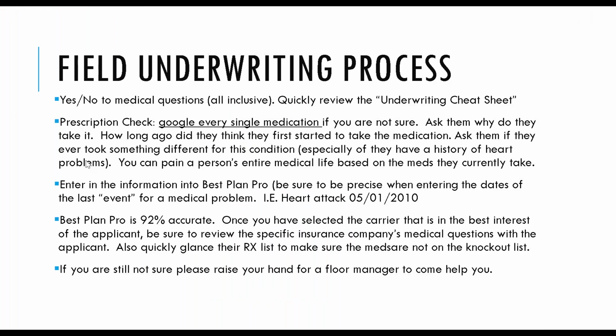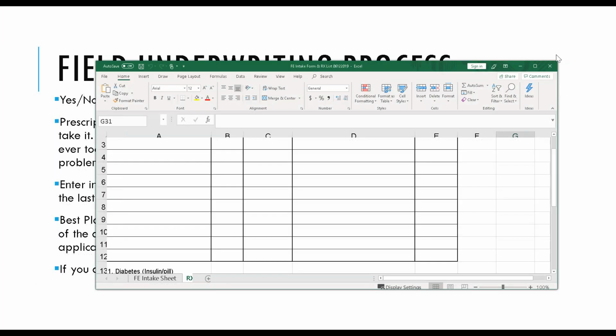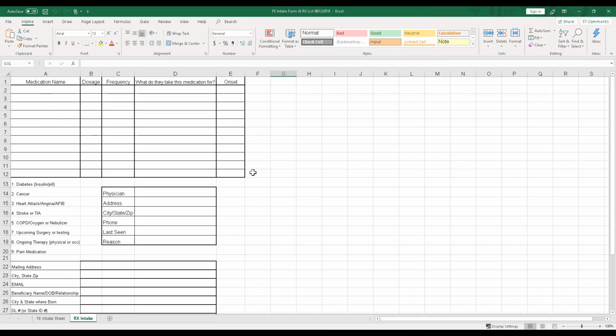And then the next thing we want you to do is to discuss and talk to them about their prescription medication. Now, on the intake form, we make it nice and easy for you, where you can list their medications on the form. Obviously, you want to list their medication name, the dosage, the frequency. Very important: why do they take it? And then when do they start taking it?